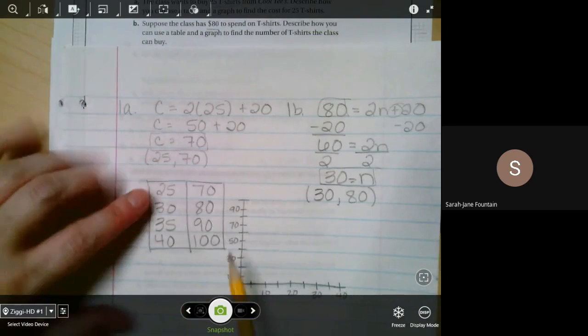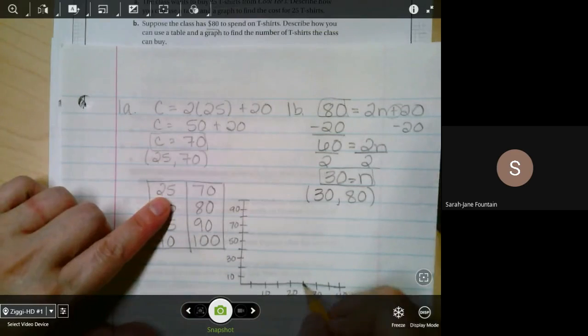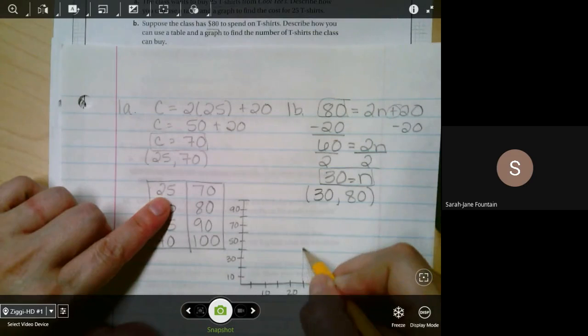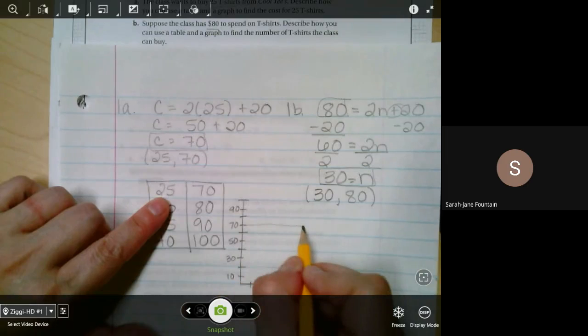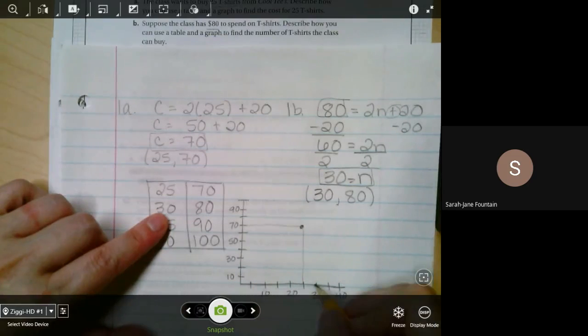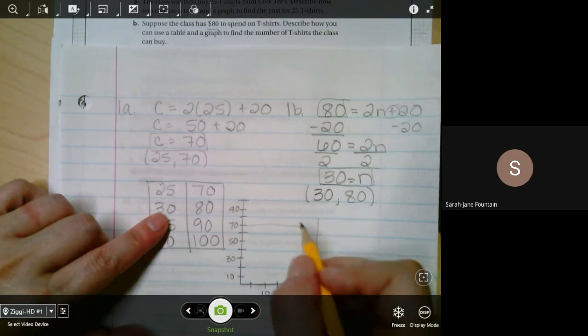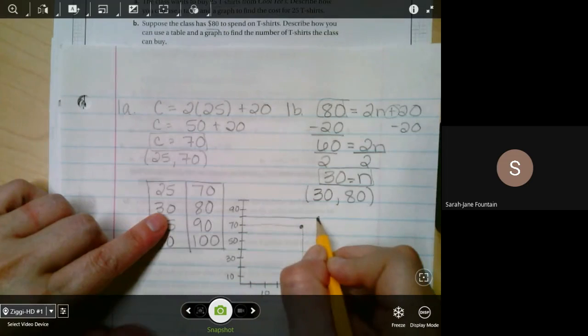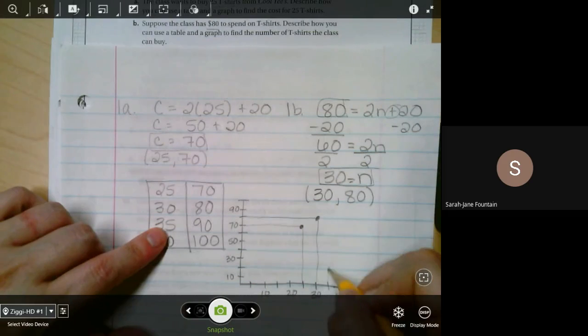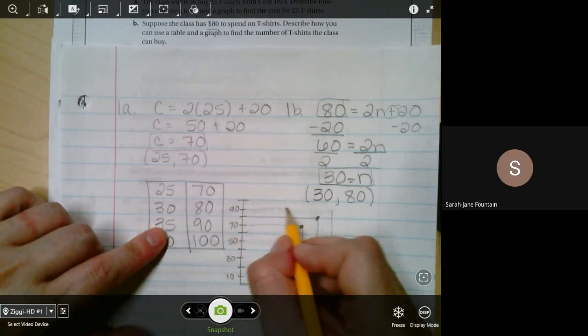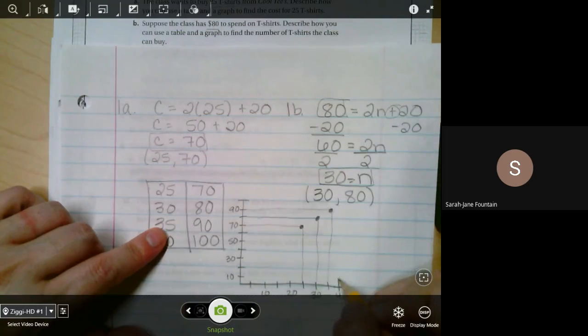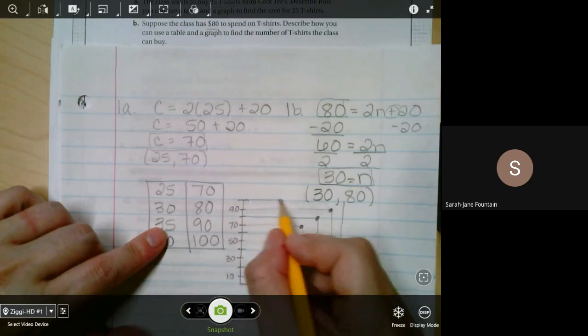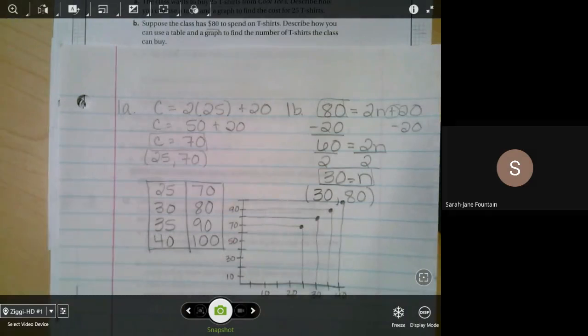So what we're going to do is come over here and find 25, and 70. So 25 and 70, we're going to put our mark right there. Then 30 and 80, 35 and 90, and 40 and 100. So that's how you do it with a table, and that's how you do it with a graph. So now we're going to move on to number 3.